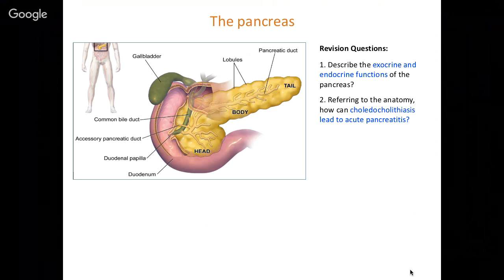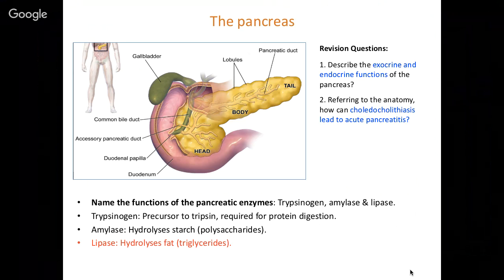So referring to the anatomy, I'll answer this one. How can cholelithiasis lead to acute pancreatitis? Last week we talked about cholelithiasis being the presence of stones in the biliary tree, specifically in the bile duct. So if you have a stone that's more towards the bottom end of the bile duct near the ampulla of Vater, that can not only obstruct the biliary tree, but it can also obstruct the pancreatic duct, which is joining towards it. You get backflow of those digestive enzymes in that pancreatic juice, and that leads to autodigestion of the pancreas. Does that make sense? Awesome.